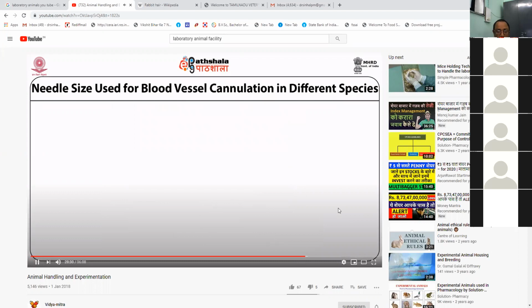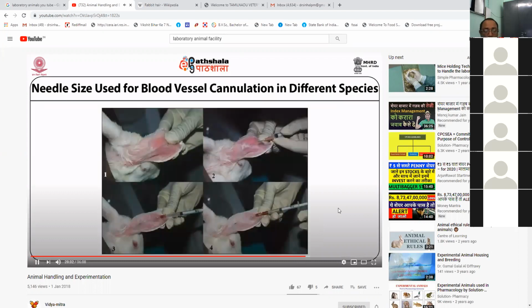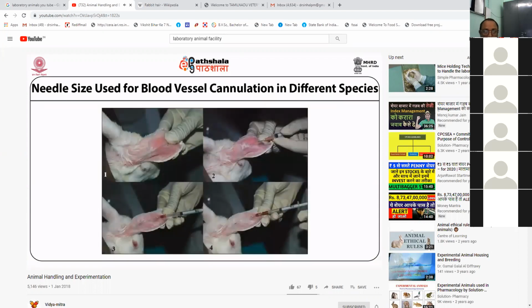This shows how blood is collected from a rabbit. In a rabbit, the blood is collected from the ear, not from other veins. The pictures show you how the blood is collected from the rabbit. Usually, pre-anesthetic medication is given, or lignocaine or some other local anesthesia is used to avoid pain to the animal.